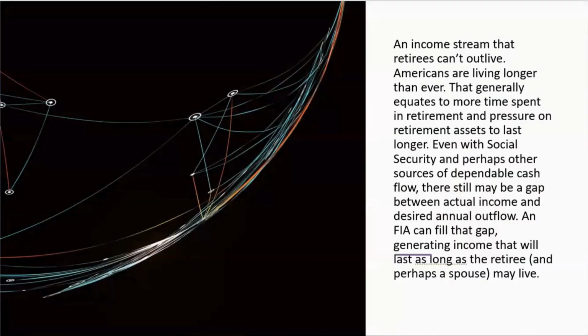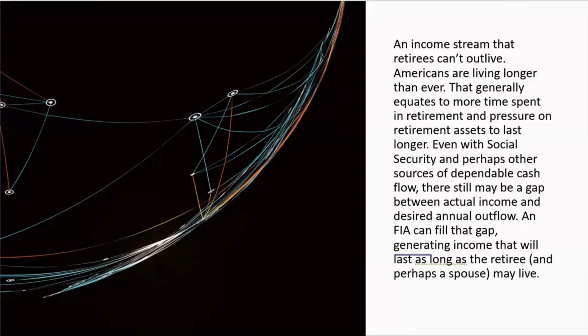So think about this: an income stream that retirees can't outlive. Wow. An income stream that you can't outlive. Then add on top of that, Americans are living longer than ever. I think that's dropped down a little bit in the past couple of years because of COVID. But just that concept, an income stream that retirees can't outlive, generally equates to more time spent in retirement and pressure on retirement assets to last longer. So even with Social Security and perhaps other sources of dependable cash flow, there still may be a gap between actual income and desired annual outflow.